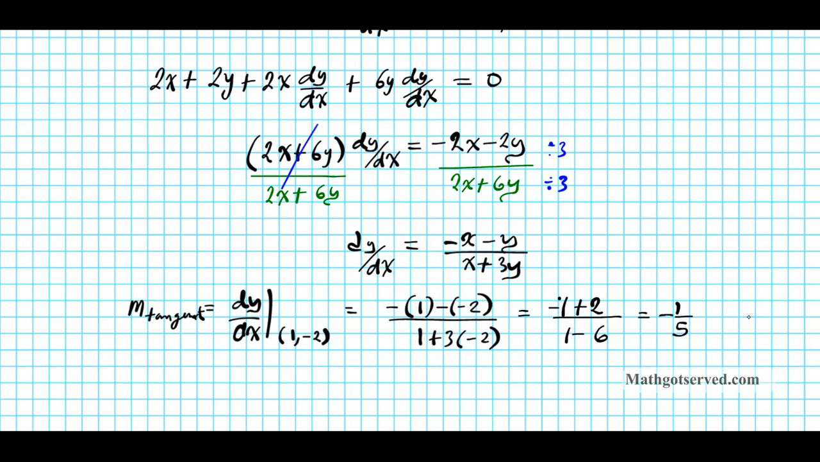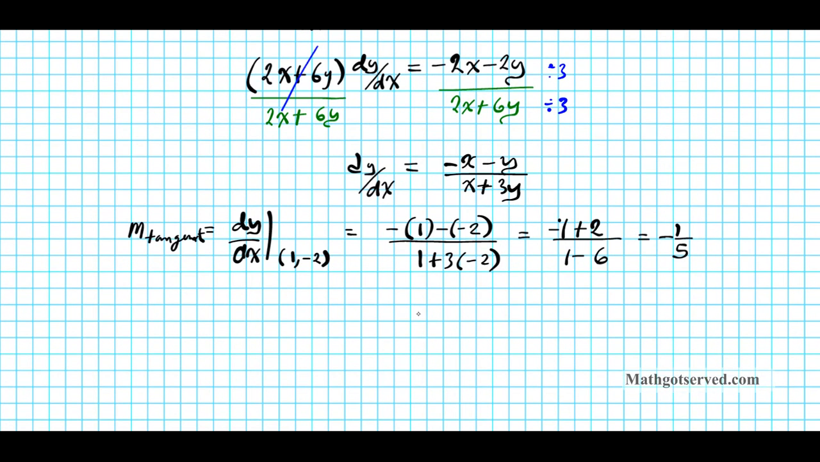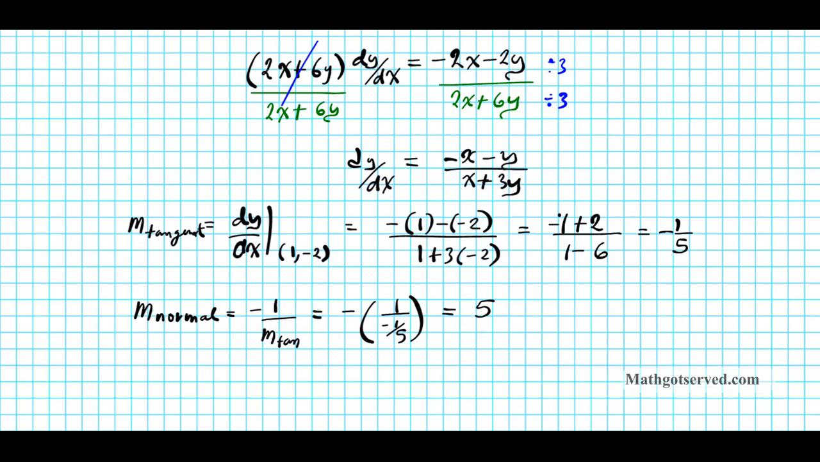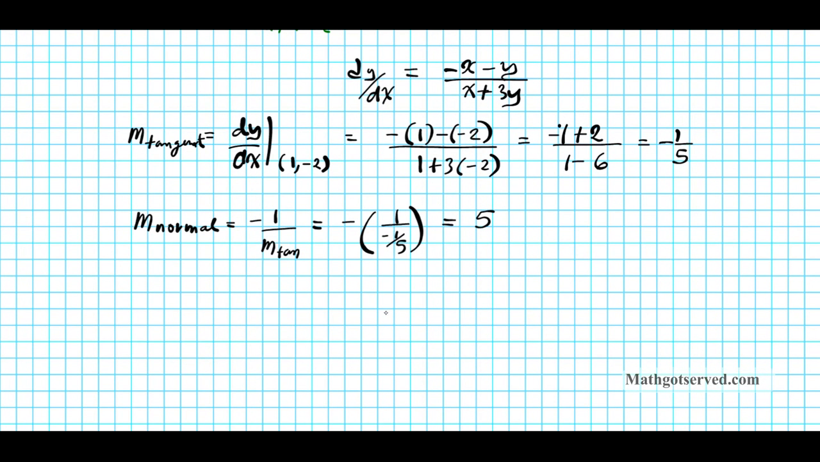This is going to give us negative 1 over 5. So that's the slope of the tangent line. Okay, m of tangent is negative 1 over 5, so m of normal, the slope of the normal, is basically the negative reciprocal of the slope of the tangent, which is the negative reciprocal of negative 1 over 5. So we can just reciprocate this and invert the sign, which is going to give us 5 as the slope of the normal line.